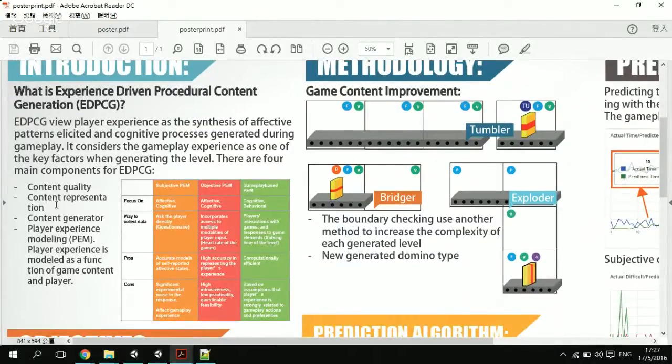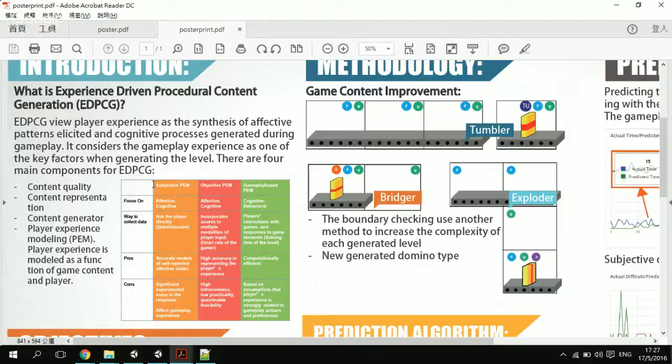And there are four major components of EDPCG. First is content quality. Second is content representation. Third is content generator. These three are related to the generator algorithm. And the fourth part is the most important one that we need to implement, the player experience modeling, PEM. Player experience is modeled as a function of game content and player, which means that we try to model and get data from the user to represent his feeling towards the game.